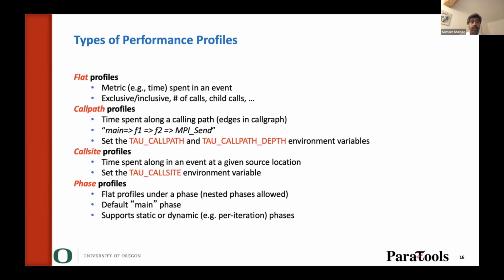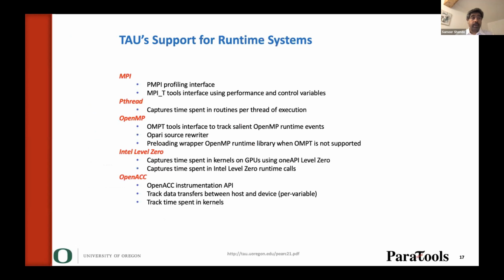flat profiles. It can include call path profiles that show you the time spent along a calling edge in a call graph. So in this case, you can see the time spent in MPI send when it was called by the function F2, by F1, by main, and you can set the call path depth environment variable or enable tracking of Tau call path using these environment variables. I'll cover these variables a little more in detail. You can set similarly a call site variable so you can see exactly which line of code a particular call comes from. And we have phase profile support as well in Tau.